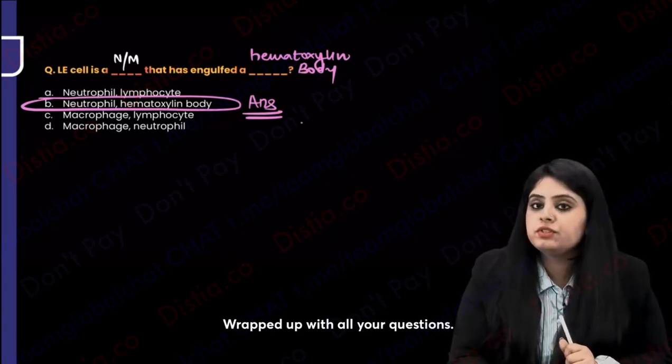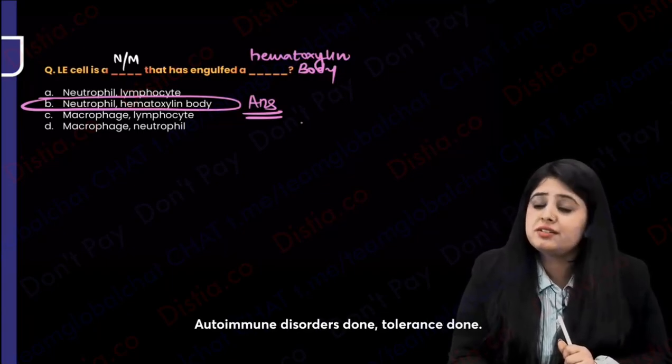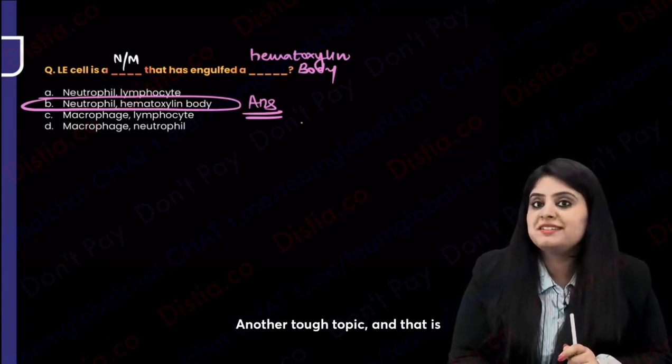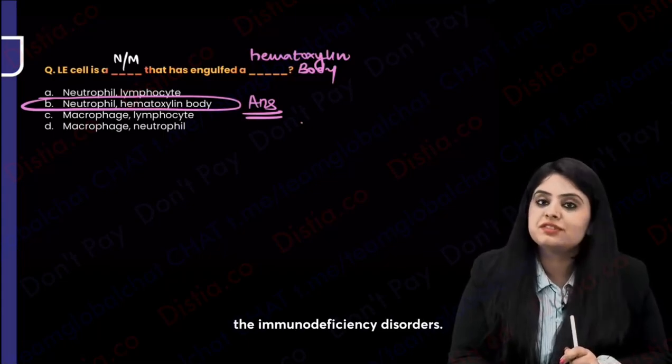Wrapped up with all your questions. Autoimmune disorders done, tolerance done, tough topic, revise it once. You will be good to go. What are you going to go in for next? Another tough topic, and that is the immunodeficiency disorders.